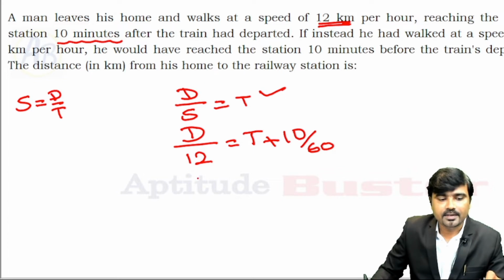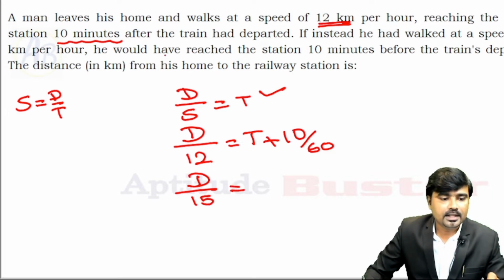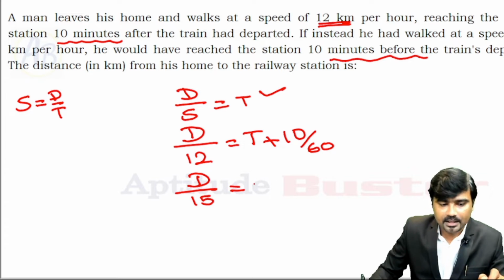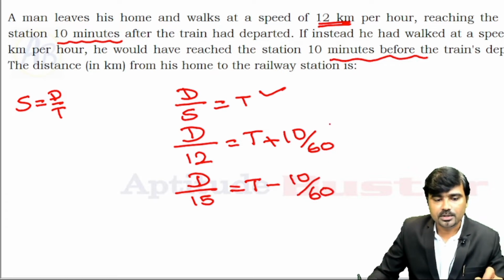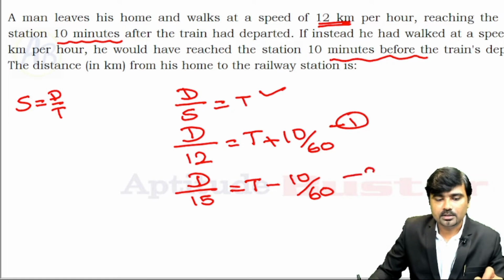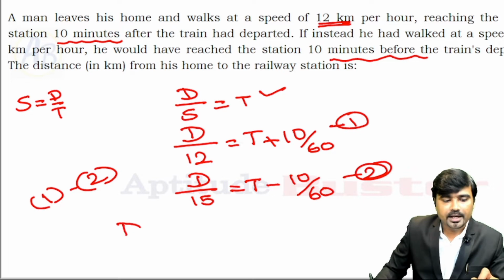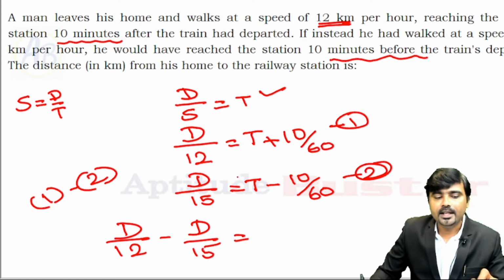Okay, the next is given distance divided by speed, 15 km per hour. Put 15 here, then he reached the station 10 minutes before. That means the usual time taken t, this should be t minus 10 by 60. Two equations, two unknowns, 1 and 2, right? Equation 1 minus 2, that will give you d by 12 minus d by 15 is equal to, t gets cancelled.